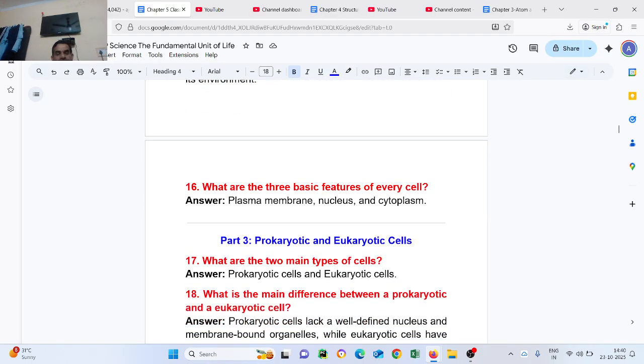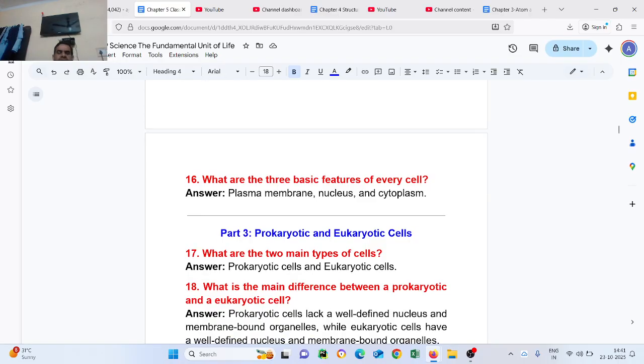Now we move to part 3, prokaryotic and eukaryotic cell based questions. Question number 17. What are the two main types of cells? Prokaryotic cells and eukaryotic cells.